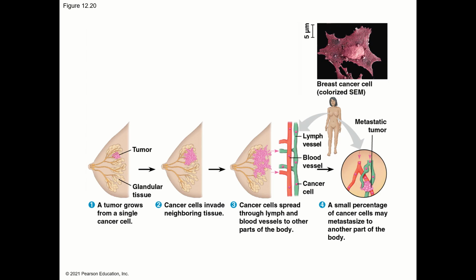Here we see the growth of a tumor, where a tumor grows from a single cancer cell, and we have this present in glandular tissue. Cancer cells invade neighboring tissue. Cancer cells spread through lymph and blood vessels to other parts of the body. And then we have our metastatic tumor. A small percentage of cancer cells may metastasize to another part of the body, continuing the damage.